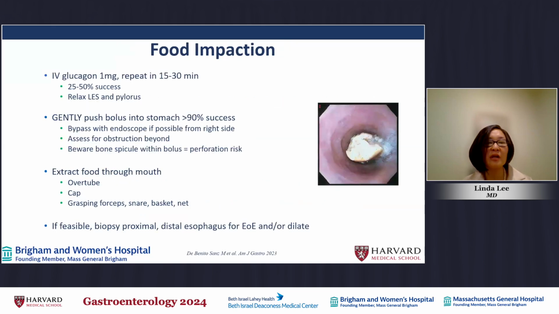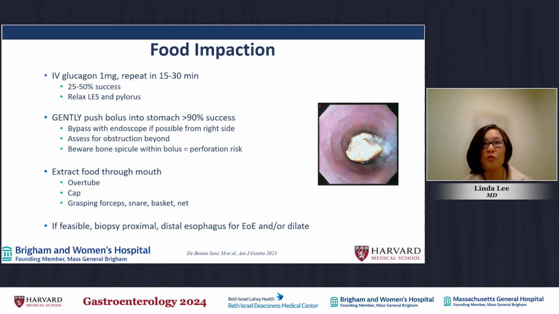So, food impaction. I know we all use IV glucagon. There was a recent randomized trial giving patients IV glucagon versus placebo, showing that there was no difference in the presence of objects and how quickly you were able to deal with the foreign body during endoscopy. However, I think we'll still continue to do this. And oftentimes you're able to just very gently push the food bolus into the stomach, but obviously be very careful and assess for distal obstruction.